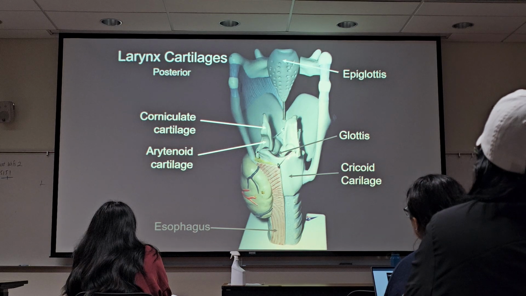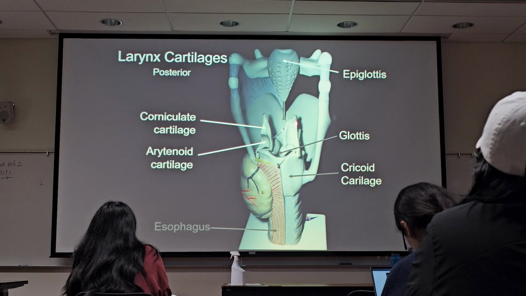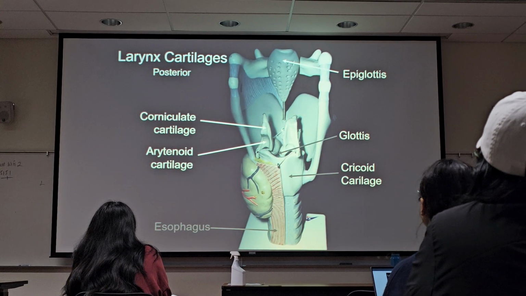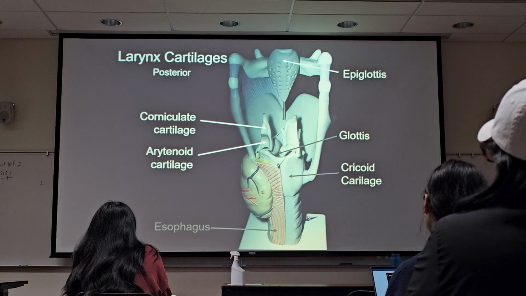Okay, we have the arytenoid cartilages here, and then attached to them and above, superior to them, are the corniculate cartilages. So the arytenoid here and here, and the corniculate here and here. We'll be able to distinguish them better when we're at the modeling class.